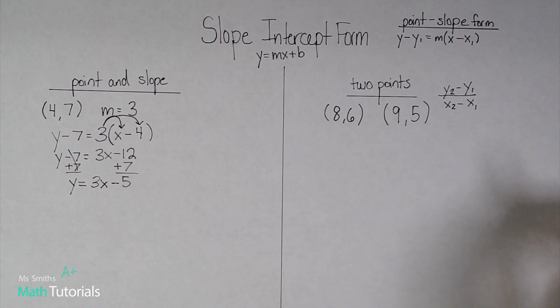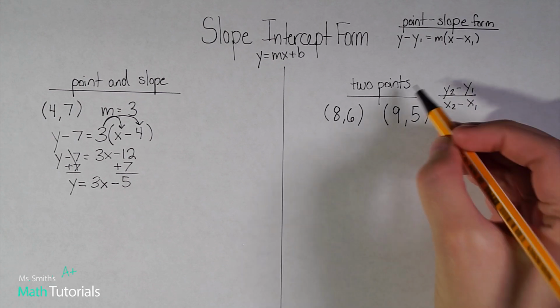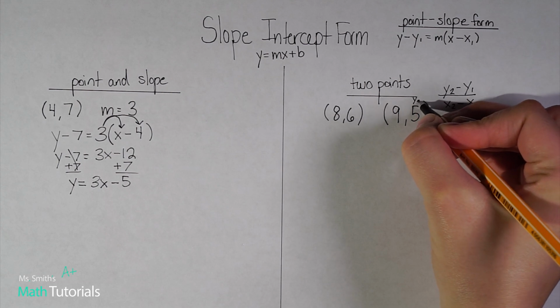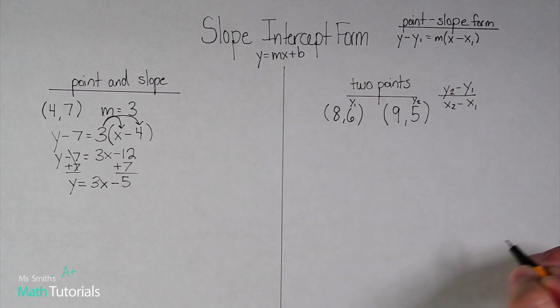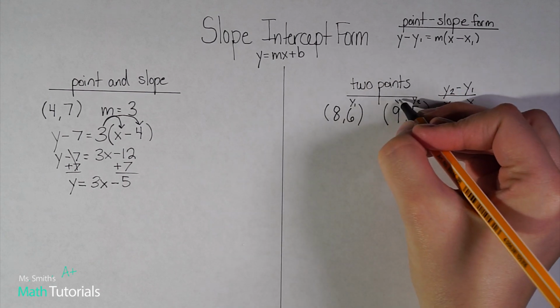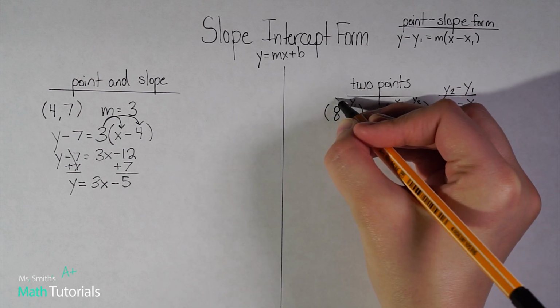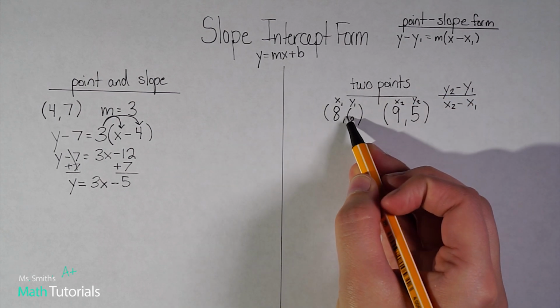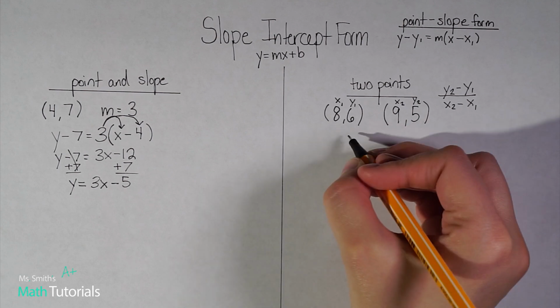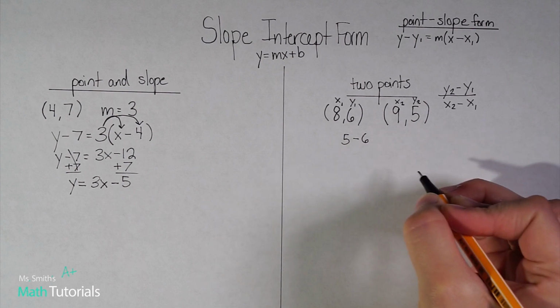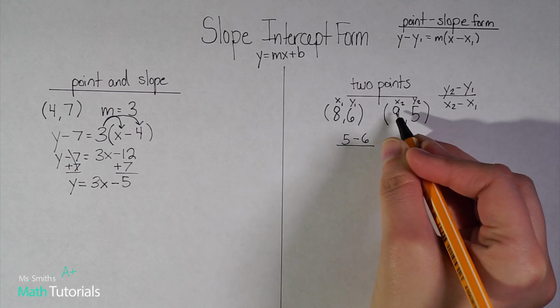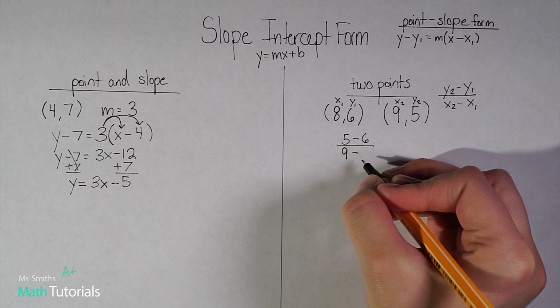So let's do that. I think it helps to label what is going to be my y1s and y2s and all that stuff. So I'm going to make my y2 my second y. I think that makes the most sense. I'm going to make my y1 my first y. I'm going to make my x2 my second x. And my x1 my first x. Remember, these are in xy form. Plugging that into the formula, y2, 5, minus y1, 6, over x2, 9, minus x1, 8.